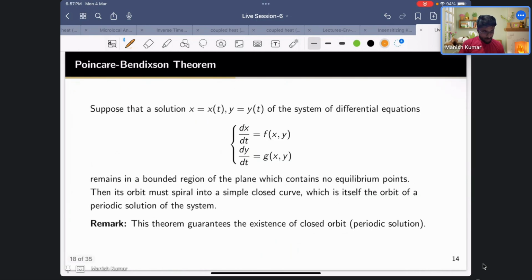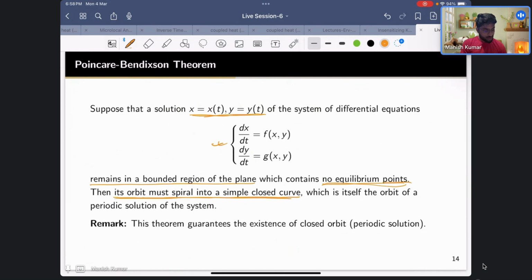Okay, then now let's talk about this theorem. Suppose you have a solution x(t), y(t) which is confined to some bounded region. That means that as t goes to infinity, it is remaining in some bounded domain. So this solution of this system remains bounded in the plane. We are in a 2 by 2 system, so that's R2, which is a plane, and that region does not contain any equilibrium point. In that case, it says that its orbit must spiral into a simple closed curve.